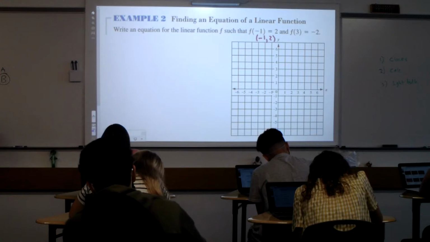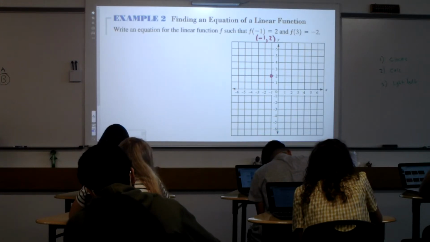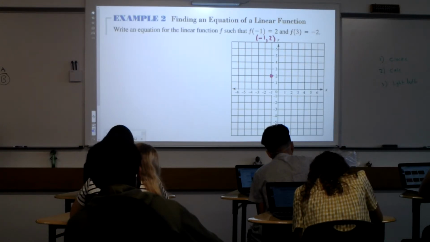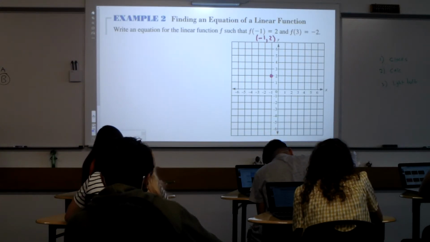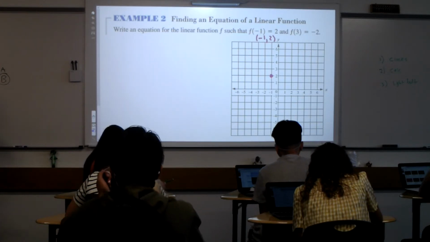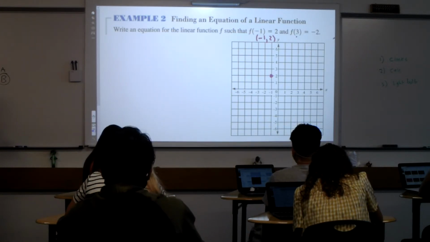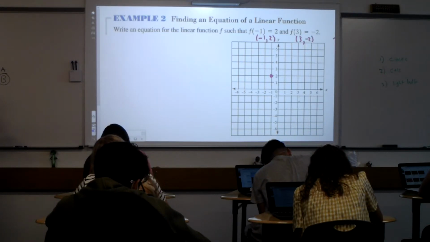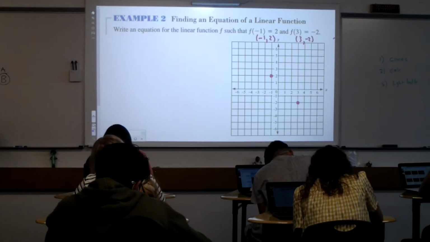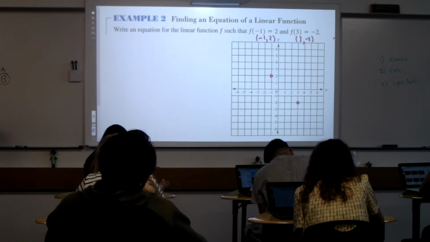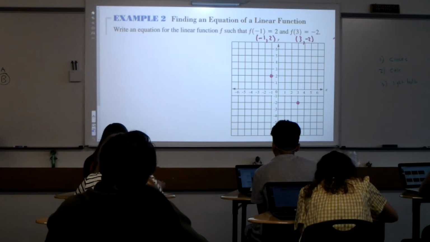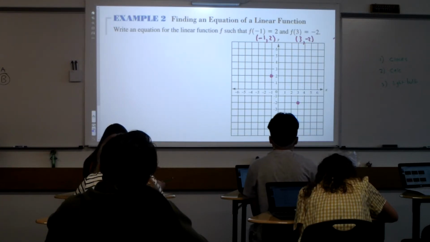So I'm going to come over here and plot negative 1, 2. There is a point. Then let's do the same thing. If I plug in 3, it gives me negative 2. So it tells me the point 3, negative 2. There's the other point. So I'm given these two points, and it says, write the equation of the line that goes through those.